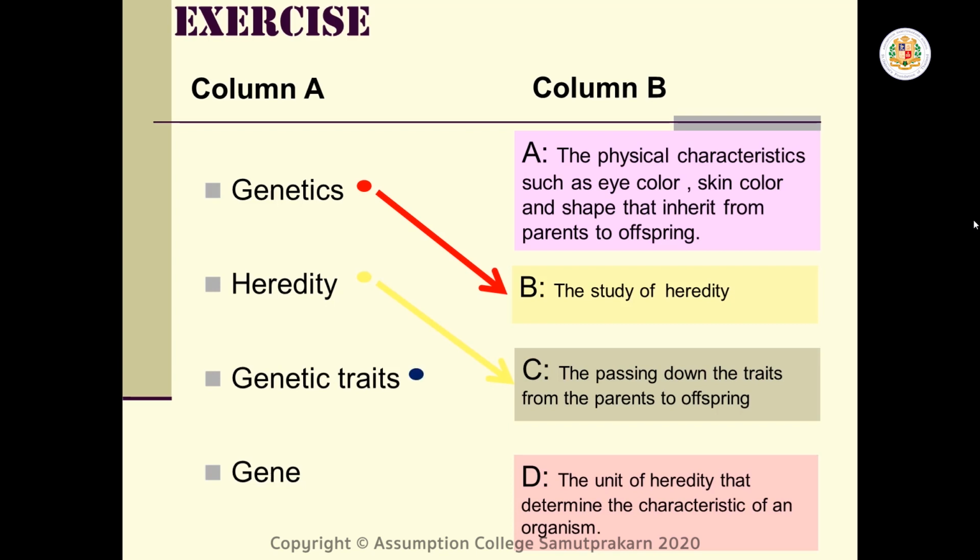Genetic traits. What is the answer? Very good. Letter A. The physical characteristics such as eye color, skin color, and shape that is inherited from the parents to the offspring. And the last one, gene. Got it right. Letter D. The unit of heredity that determine the characteristics of an organism.